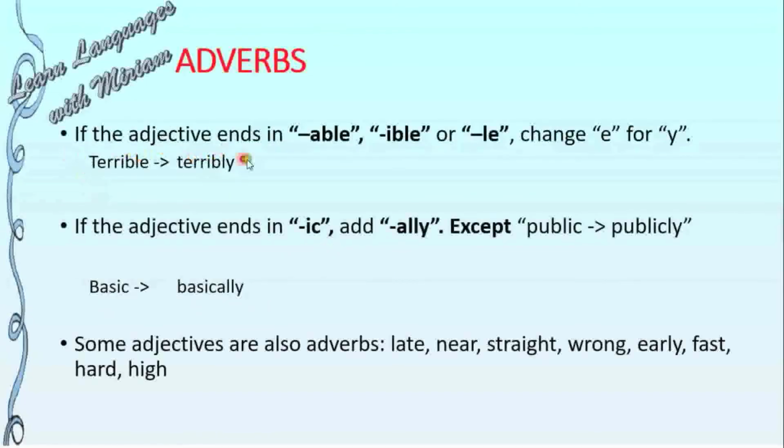If the adjective ends in able or le, we are going to change e for y. Si el adjetivo termina en able or le, cambiamos la e por y. Example: terrible, we are going to change the e for y. Terribly.